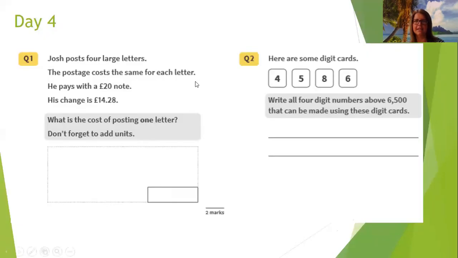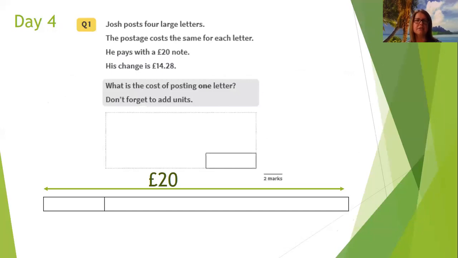So, let's have a look at what we've got for day 4's reasoning. So we've got 3 questions today across the 2 pages. So let's have a look at the first question. Josh is posting 4 large letters. The postage cost is the same for each letter. He pays with a £20 note. His change is £14.28. What is the cost of posting 1 letter? Don't forget to add the units.